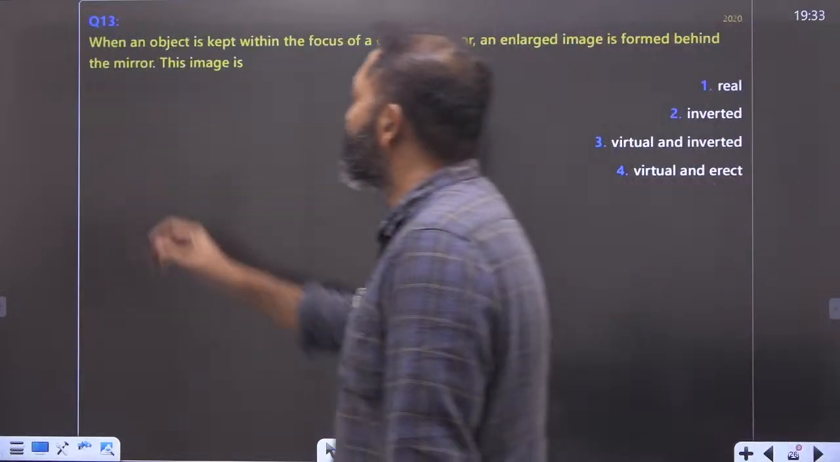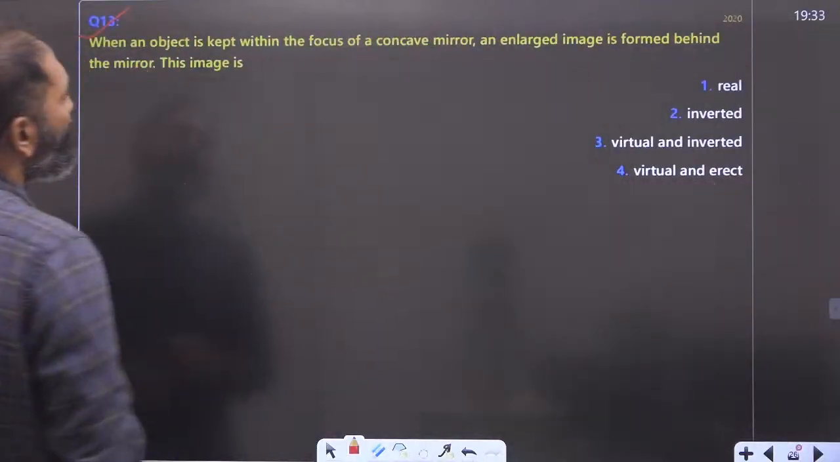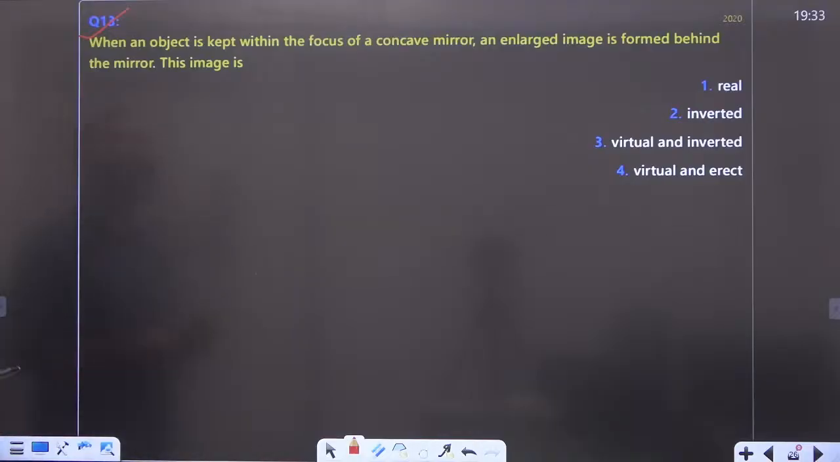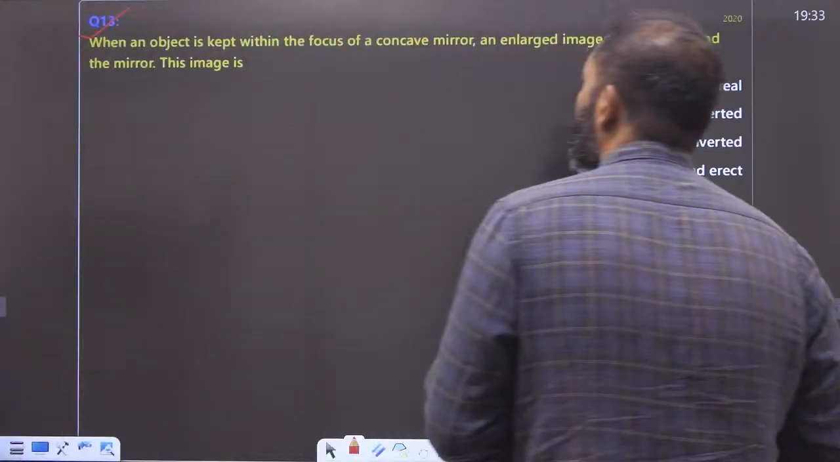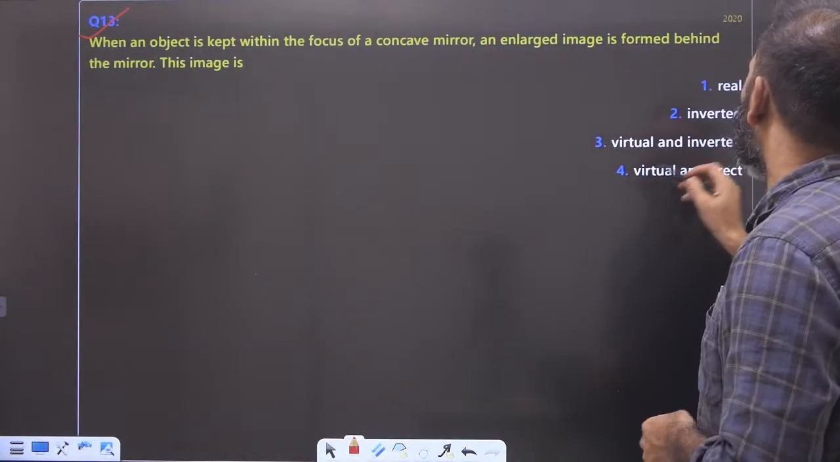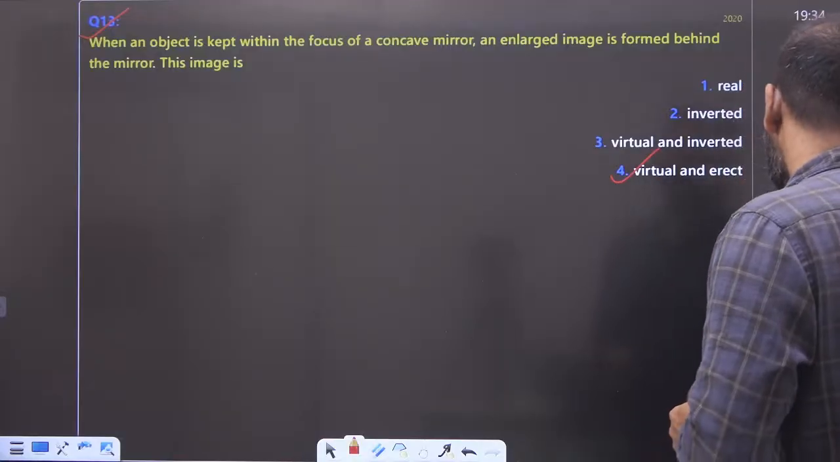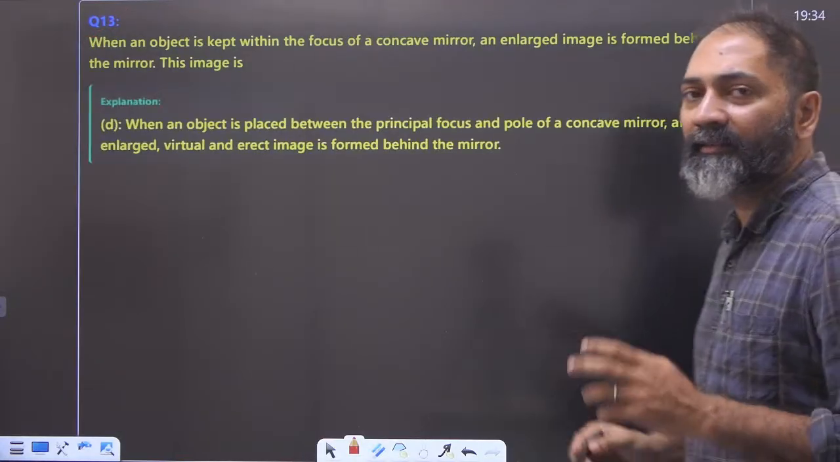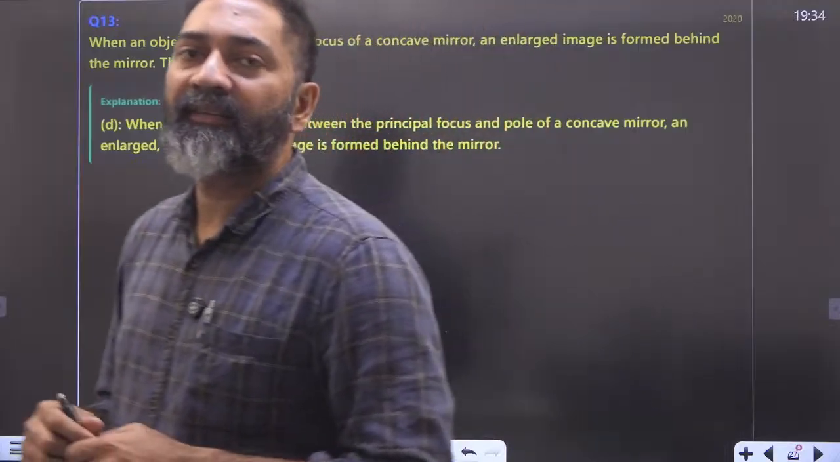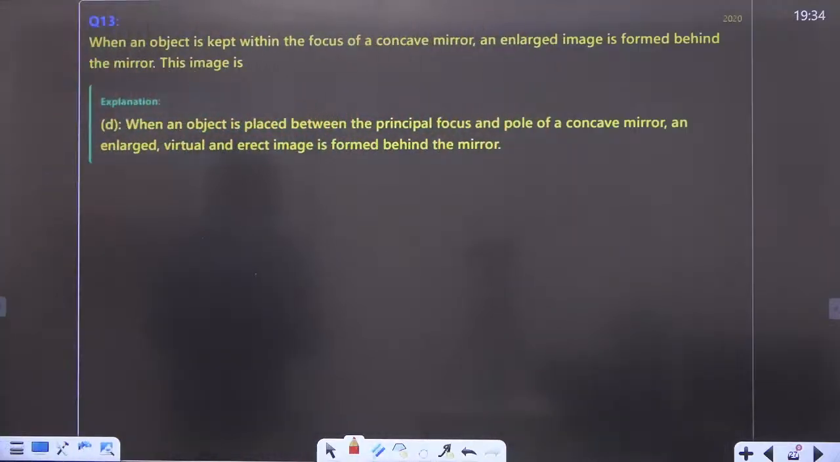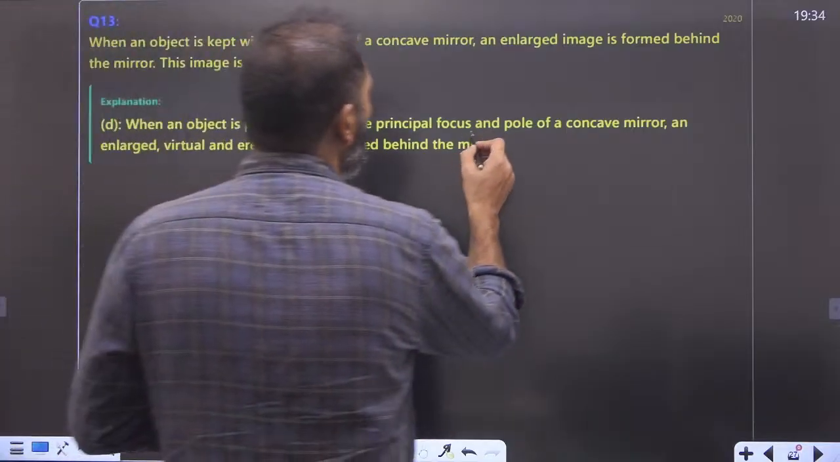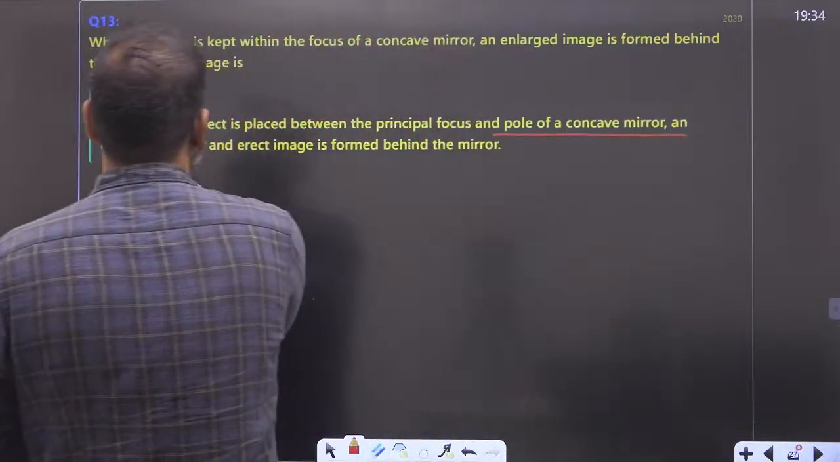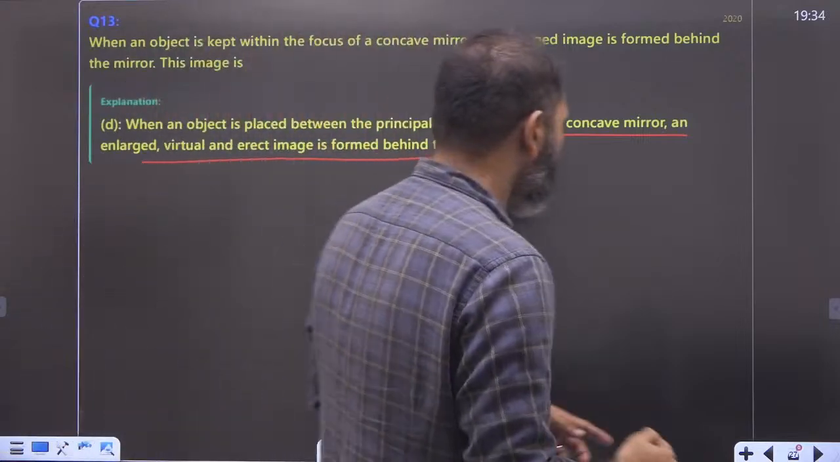Next question. When an object is kept within the focus of a concave mirror, an enlarged image is formed behind the mirror. This image is what? Concave mirror, virtual and erect, option 4. That case is very, very important: when the object is kept between pole and principal focus of a concave mirror, an enlarged, virtual and erect image is formed behind the mirror.